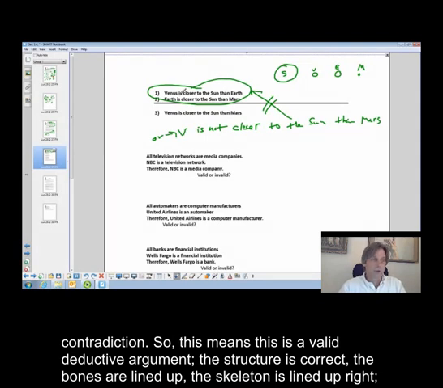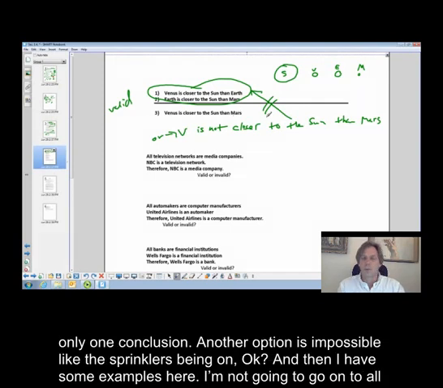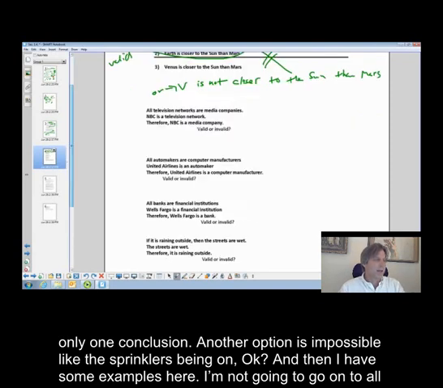The structure is correct. The bones are lined up. The skeleton is lined up right. Because when we try to change this, falsify it, make it other than it is, a problem arises. It doesn't work. So this is valid. These premises only deliver one and only one conclusion. Another option isn't possible, like the sprinklers being on. Okay? And then I have some examples here.